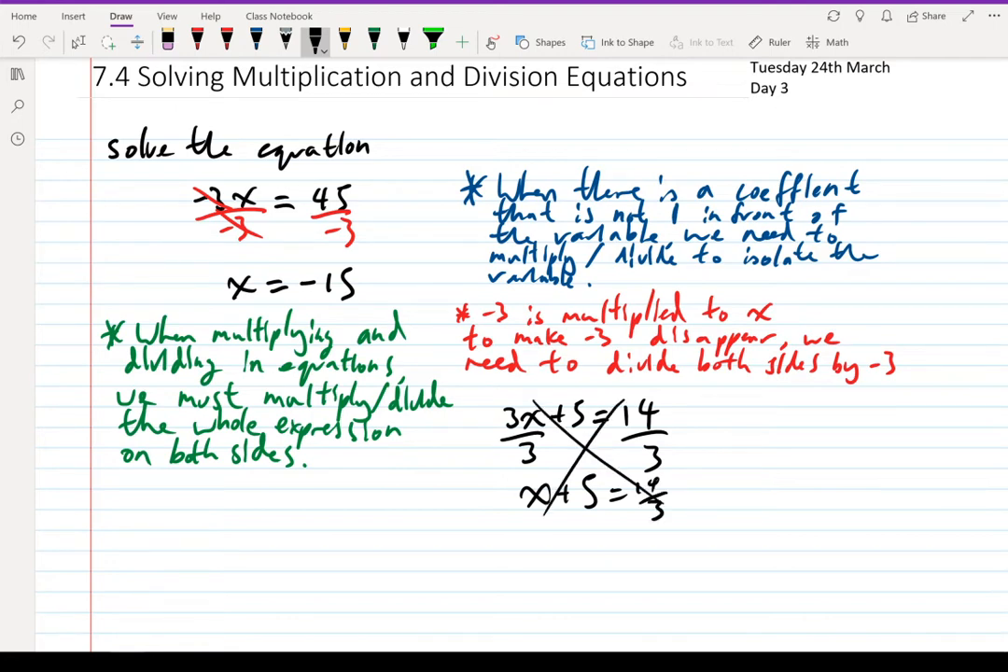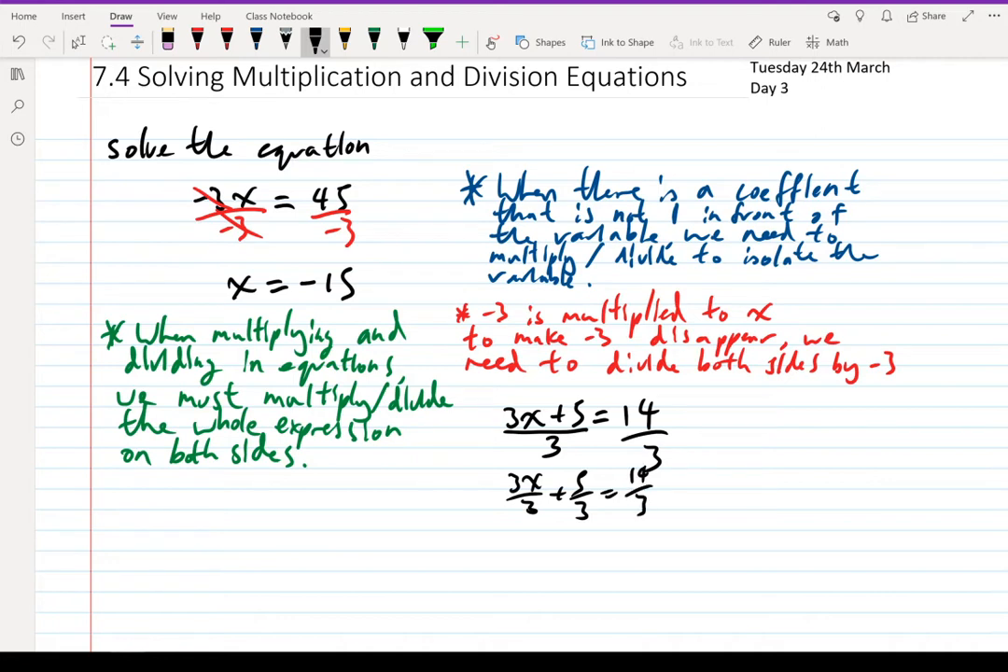That's when my note here comes into play. When multiplying and dividing in equations, we must multiply the whole expression on both sides. So if you really do want to divide as step 1, you have to divide the whole expression by 3. That's going to be 3x over 3 plus 5 over 3, and I can separate it out. That's equal to 14 over 3.